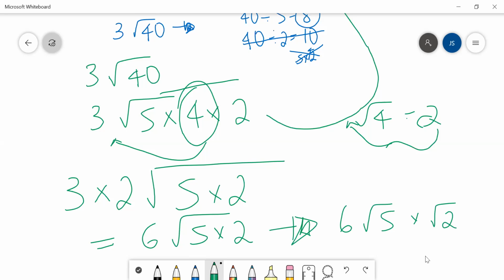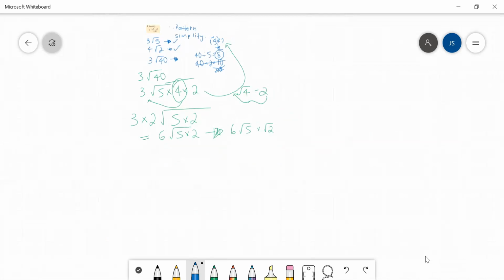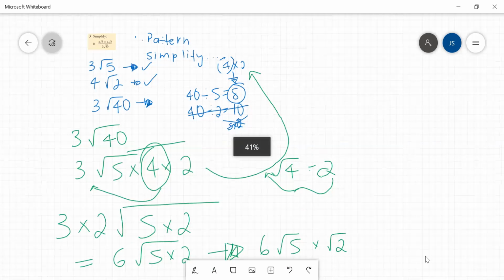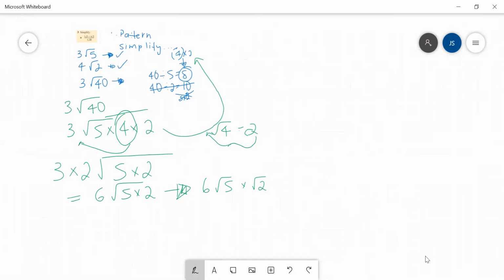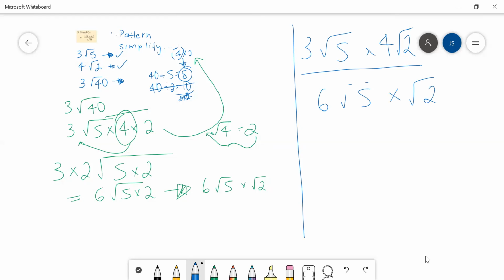So let's go back to rewriting our fraction with the most simplified version. 3 square root of 5 times 4 square root of 2 over 6 square root of 5 times square root of 2. We can simplify this a lot more easily now by using elimination.